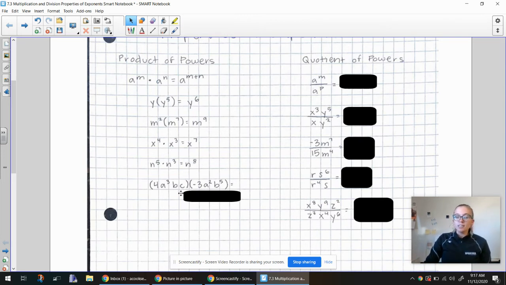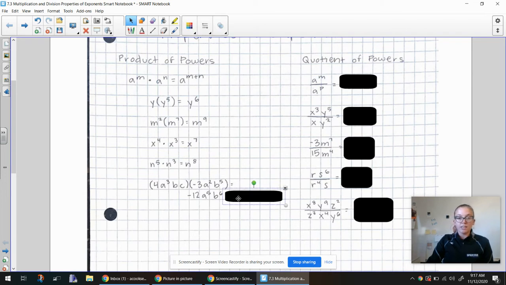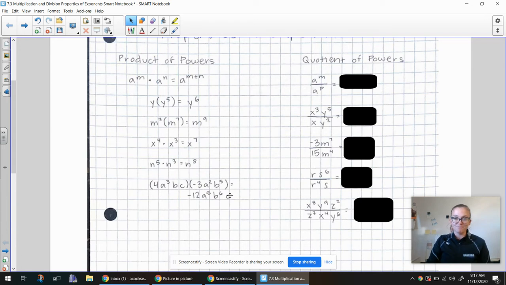In this last example, it looks a little bit more complicated, but we are going to just remember our multiplication rules, remember our product of powers rules, and add the exponents that have the same base. So let's start with our coefficients in the front. 4 times negative 3 is negative 12. a to the 3rd times a squared, 3 plus 2 is 5. b times b to the 5th, remember this b has a secret 1, so b to the 1 times b to the 5 is b to the 6. And then c, oh, no more c's over here, so we're just going to write c. Negative 12, a to the 5th, b to the 6th times c.